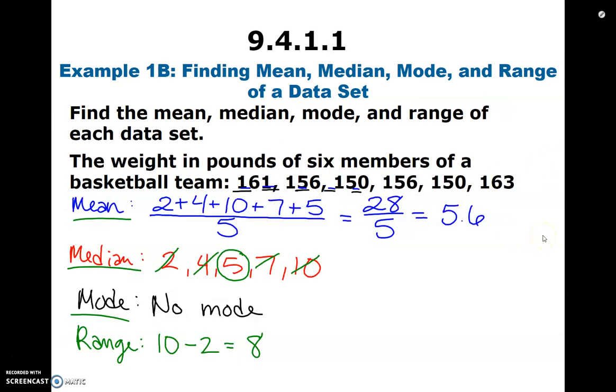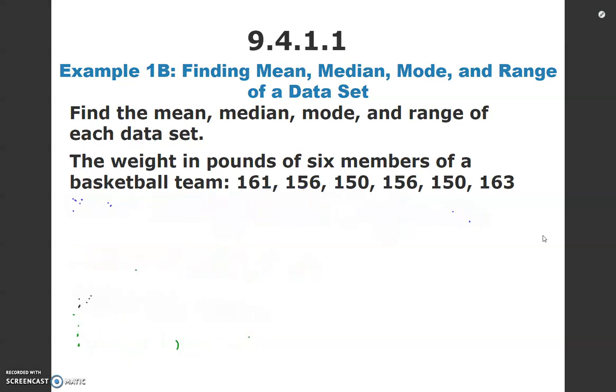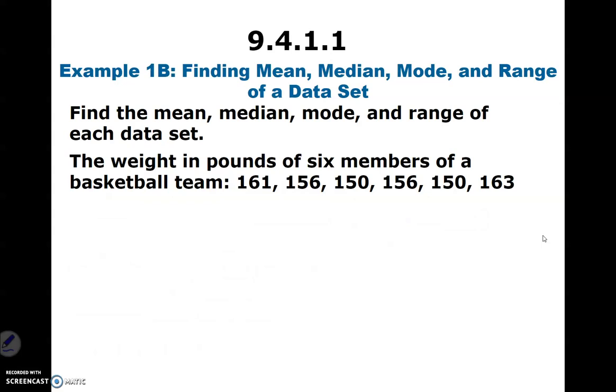We're going to do the same thing here this time. Now we're talking about the weight in pounds of 6 members of a basketball team. The difference with this example is, notice I have 1, 2, 3, 4, 5, 6 values in this data set. There's an even number, so we'll see how that plays out with the median here in a second.